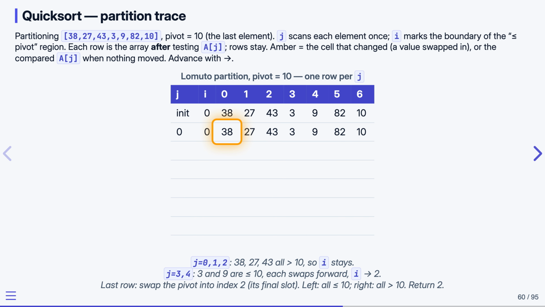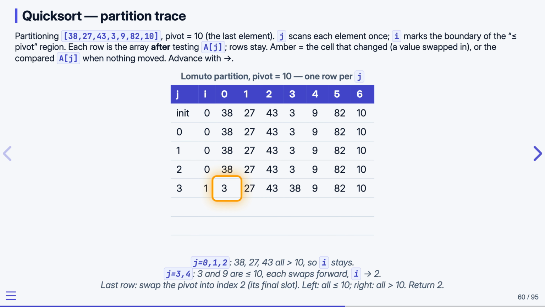j equals 0. A at index 0 is 38, which is greater than 10. So no swap and i stays at 0. Nothing in the array changes. j equals 1. A at index 1 is 27, still greater than 10. Again no swap and i stays at 0. j equals 2. A at index 2 is 43, still greater than 10. No swap, i stays at 0. So far no small values have been found.